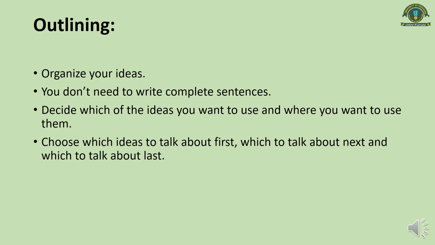Choose which ideas to talk about first, which to talk about next, and which to talk about in the end. So you need to give them a number. You can allocate them a number. You can give them a proper sign that you remember. In this way, you'll be able to know what you can write and how, in a sequence, you can exhibit your ideas about the topic you're writing.